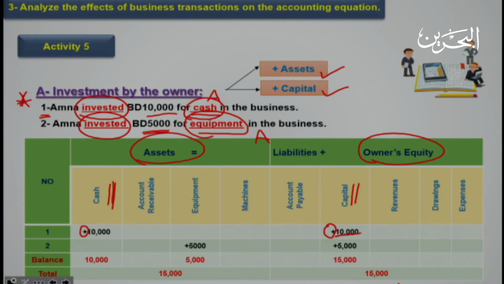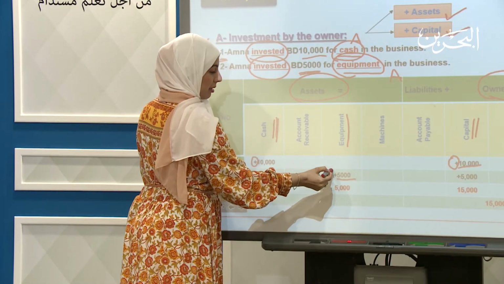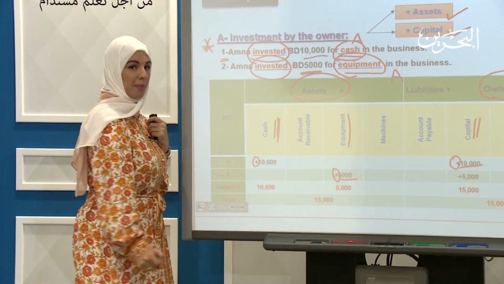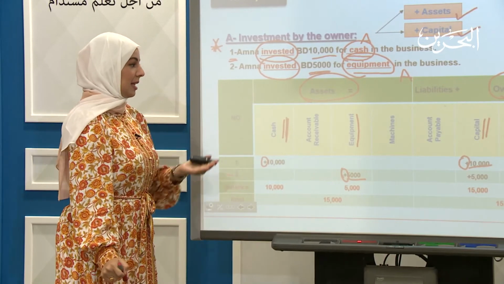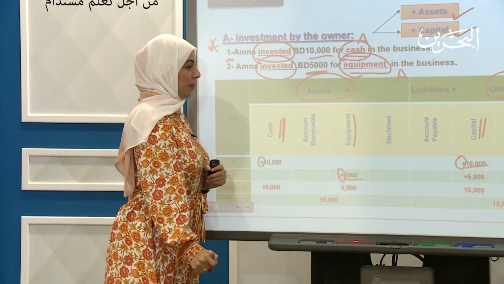Returning back to our schedule, in transaction number 2, I will come to the section of assets under the equipment account. And I will increase it by 5,000. And I should add the sign of plus to show that the account in equipment will increase.